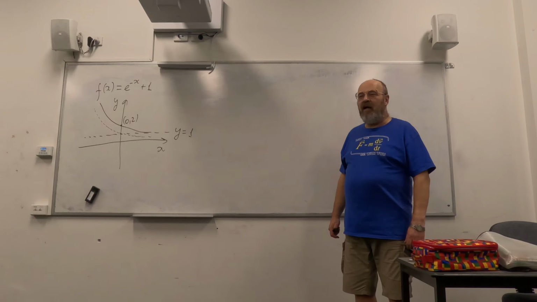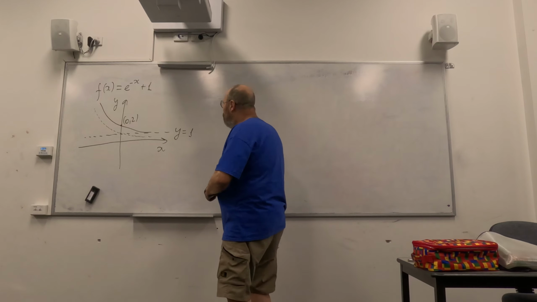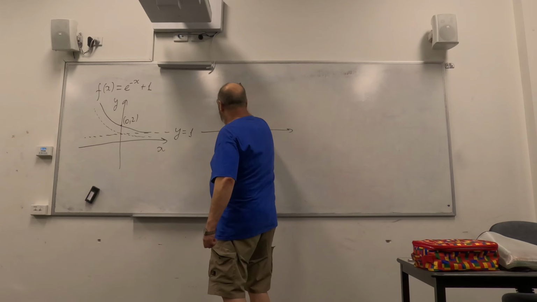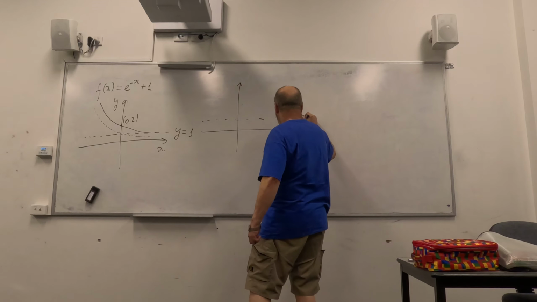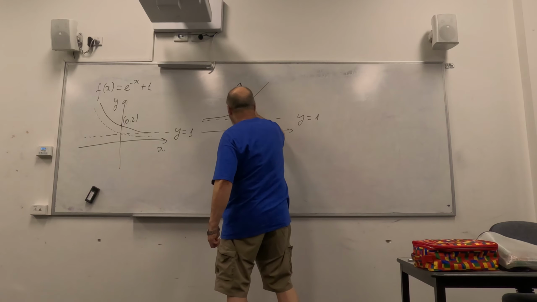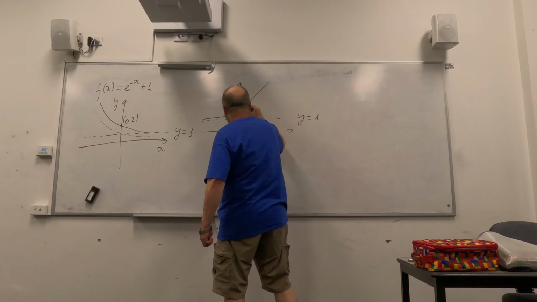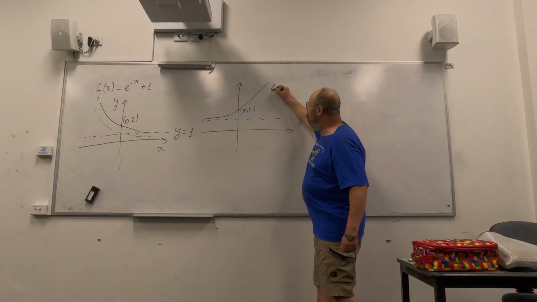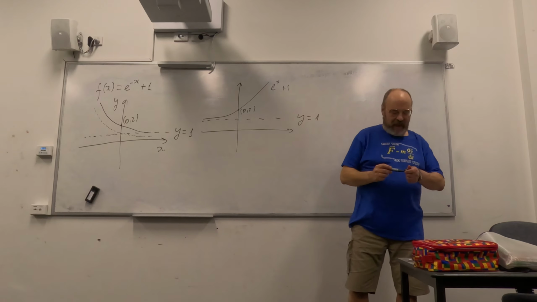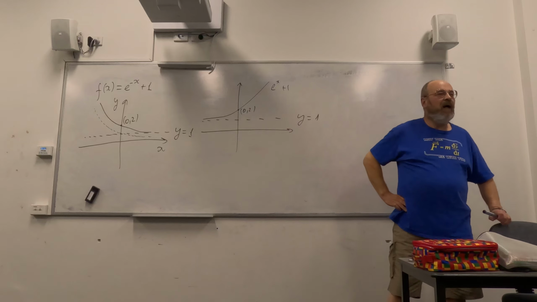Wait, what if it wasn't reflected in the y-axis? If it was e to the x plus 1? If it is e to the power x plus 1, then the asymptote will be y equals 1, and that will be the graph. It's like a mirror. Yes, that will be e to the power of x plus 1. It is mirrored.